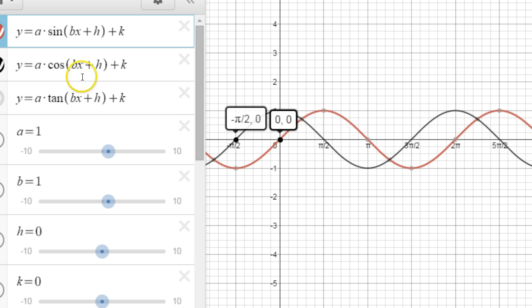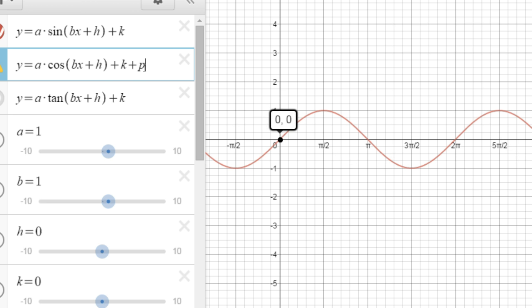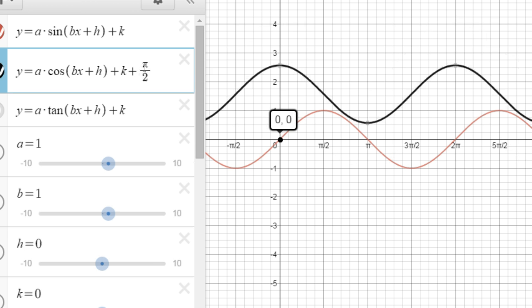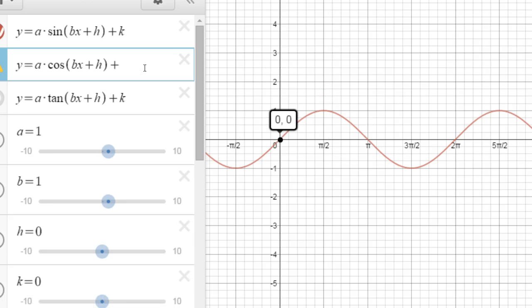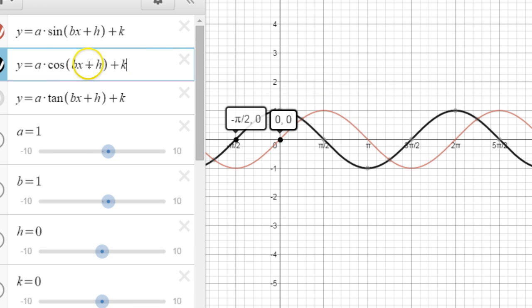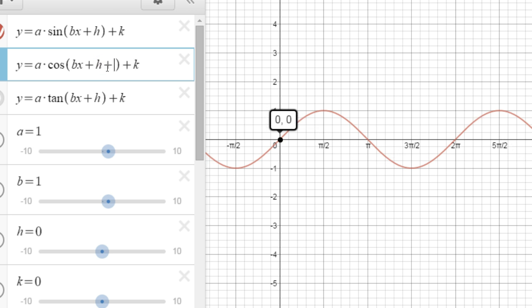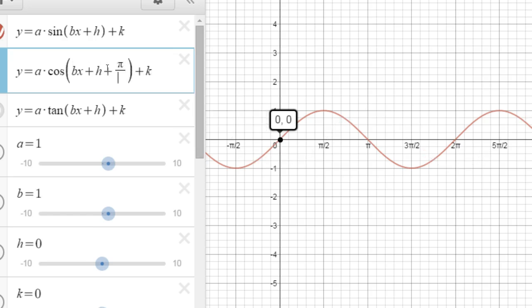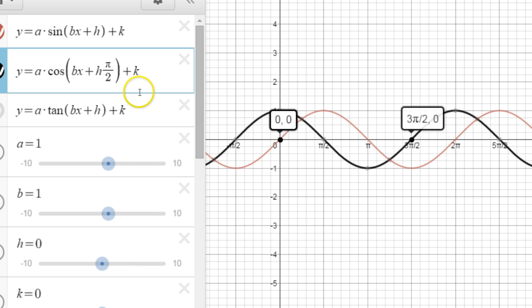So here's the really cool thing: if you really did want to make them both the same, you would just take cosine and add pi halves. Oops, nope, you would have to add that inside. You have to put it inside. So let's make this plus pi halves. Oh, not plus, let's do minus. There we go. And then you would make it all set up like this.